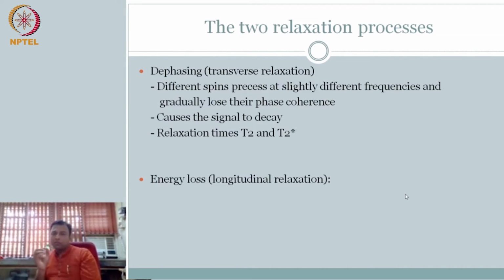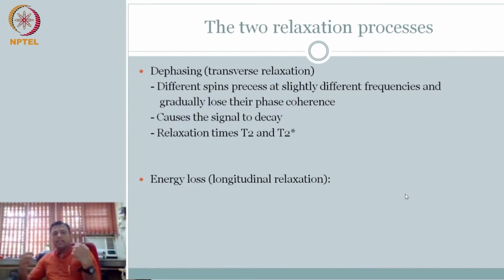So what happens with a slight difference? Some are precessing a bit more, the neighbor will be precessing a bit less, and therefore they are not exactly the same value. So the moment the external excitation is off, the small differences start to make them fall apart. They were all one. Now they are falling apart because of small differences, and with time the difference will become bigger and bigger. So that is the natural loss.